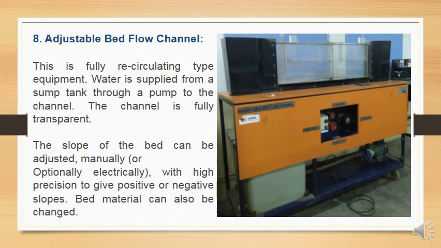Number 8, adjustable bed flow channel. Again this is going to give you a flow. You can see above that the water is passed or flowed through this particular type of channel. This is fully recirculating type equipment. Water is supplied from a sump tank through a pump to the channel. The channel is fully transparent. The slope of the bed can be adjusted manually or optionally electrically with high precision to give positive or negative slopes. Bed material can also be changed.